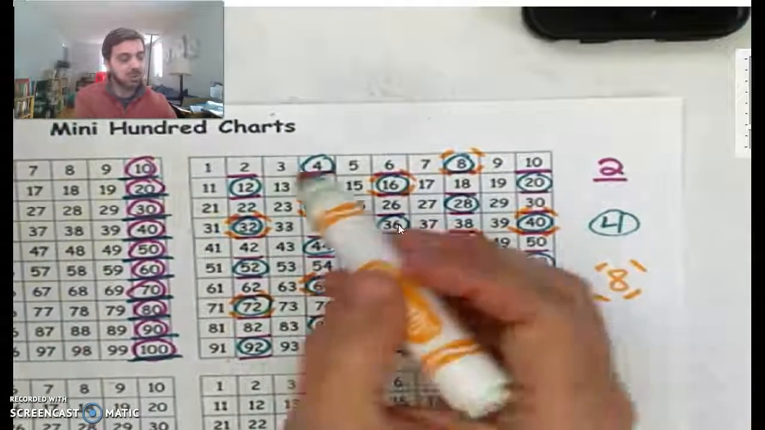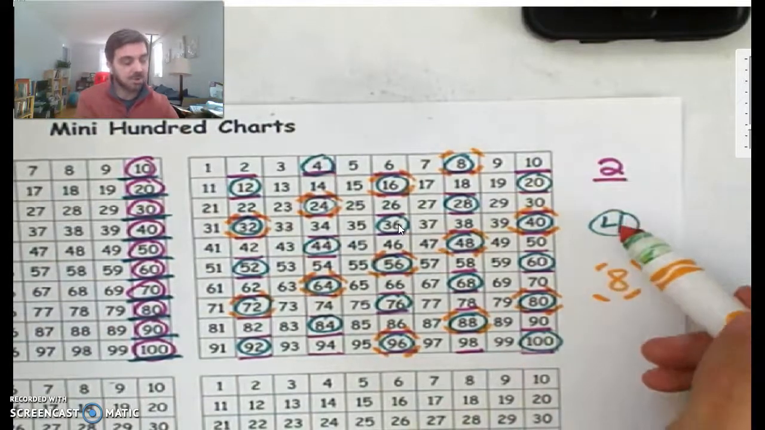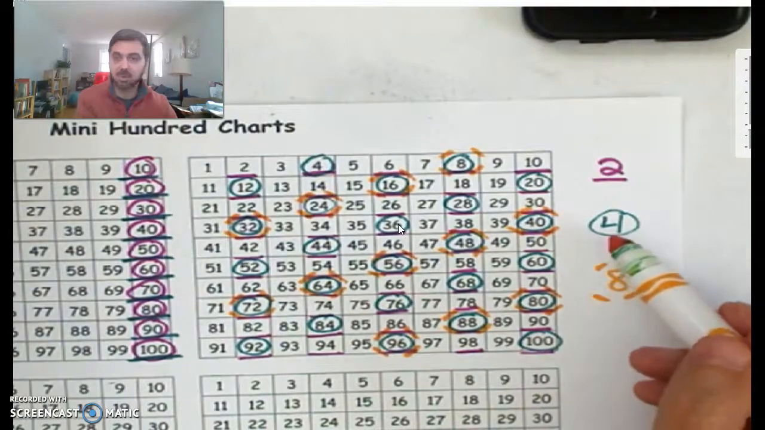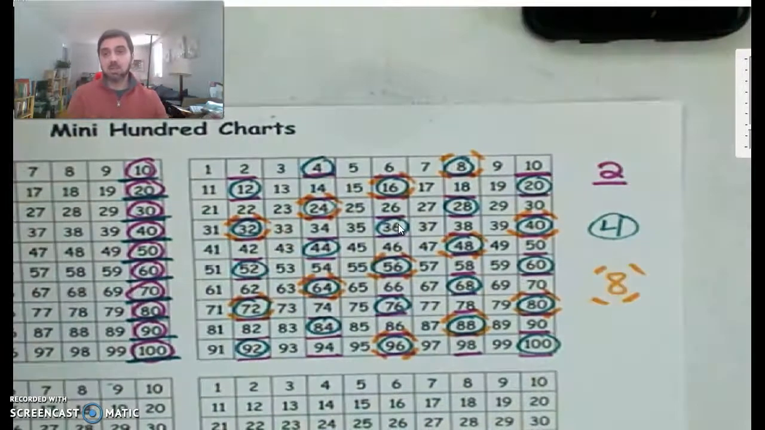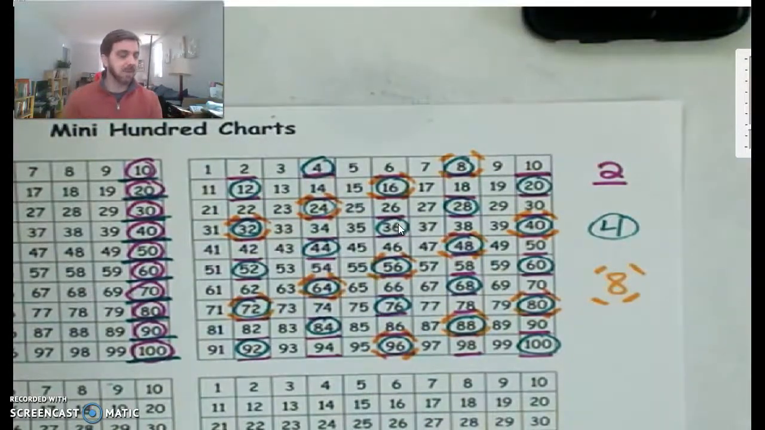Okay? So on this chart, you can see all the multiples of 2, all the multiples of 4, and all the multiples of 8. And all the multiples of 8 are also multiples of 4. And all the multiples of 4 are also multiples of 2. All right? But not all the multiples of 2 are multiples of 4 and 8. Okay? So there's that.